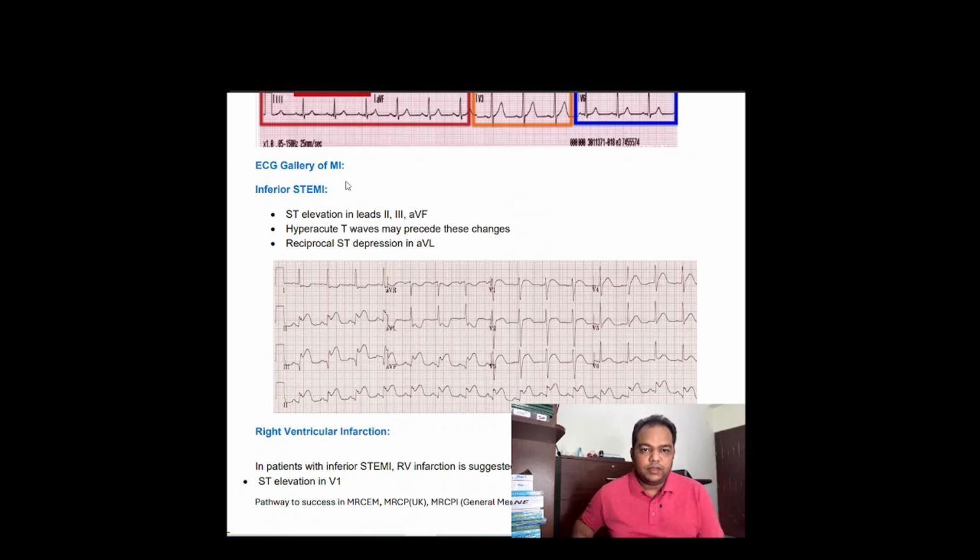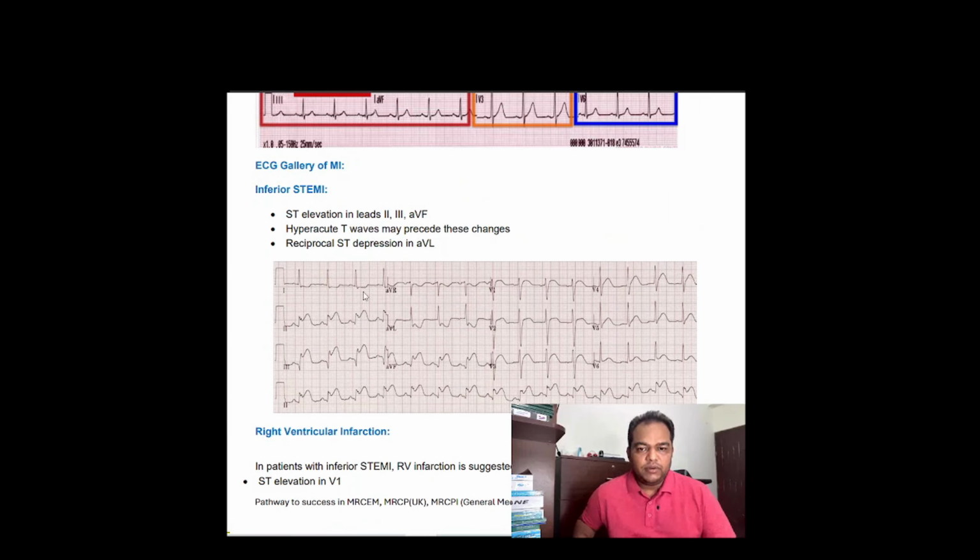Now there are some ECGs of STEMI. First of all, we can see the ECG of inferior MI. That means ST elevation in 2, 3, and aVF. This is the ST elevation in 2, 3, and aVF. So this is the ECG of inferior ST elevation MI.